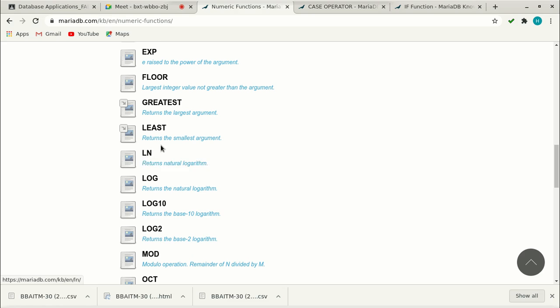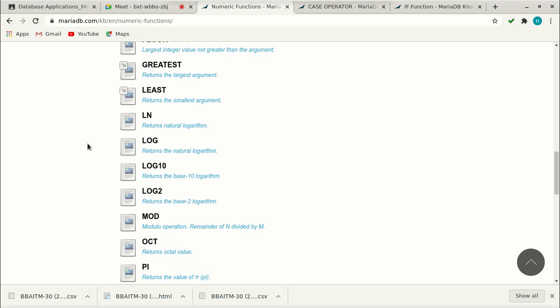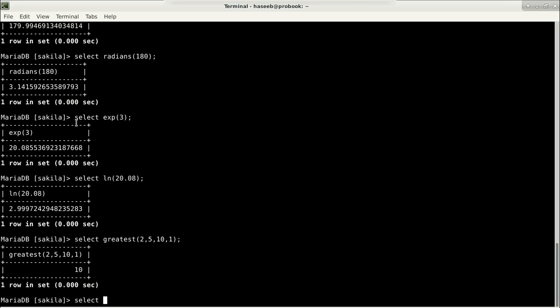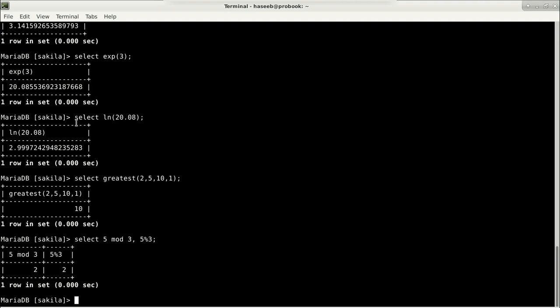ln, I have already done it. This is used to calculate the natural logarithm. Log is also used to calculate the natural logarithm, and log10 is used to calculate log to the base 10, and this is used to calculate log to the base 2. So as we have used log, the examples of log10 and log2 are the same. Mod is also the equivalent of the modulo operator. It returns the same thing. So select 5 mod 3 and 5 modulo 3 will both return the same answer, because both are the same.